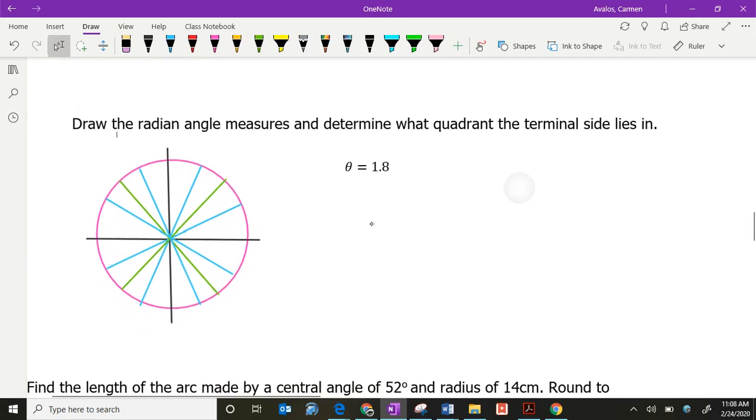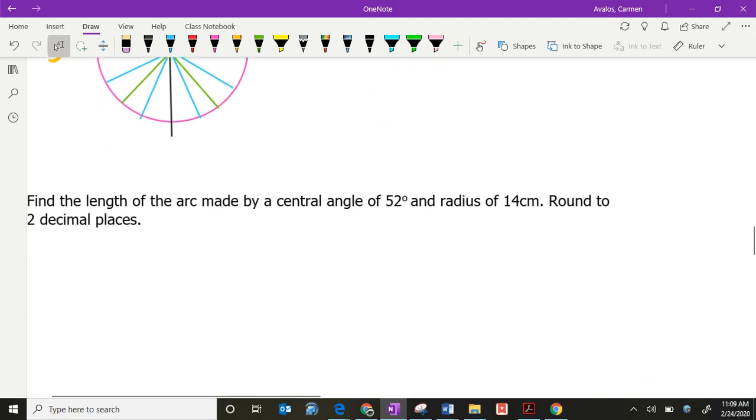And then this one is also radian. Notice how it doesn't have a degree symbol. That's 1.8. And again, this here is pi over 2, which is equivalent to 1.5, almost 1.6. And then this is 3.14. 1.8 falls in between there, so it's going to be approximately right over here. So this one here is also in quadrant 2.